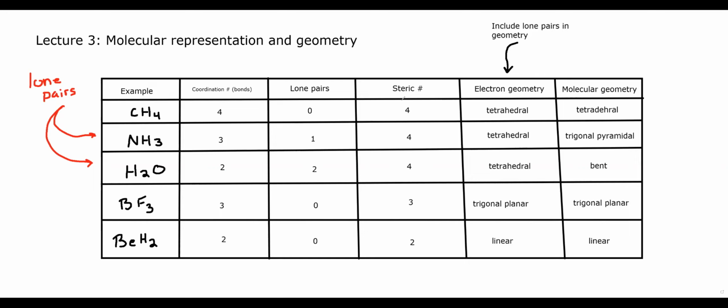Whenever we have a steric number of 4, whenever we have 4 things connected to an atom, those 4 things will spread out in the shape of a tetrahedron because that's the furthest they can get apart from each other. So make sure you understand this chart. Review it again if you need to.